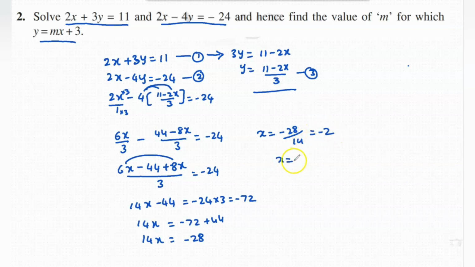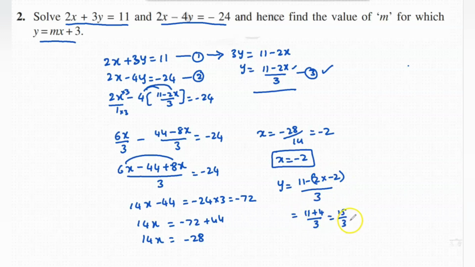So x is equal to minus 2 we got. So substituting this x value in equation 3, y is equal to 11 minus 2 into minus 2, 2x here, x means minus 2, by 3, which is equal to 11 minus 2 into minus 2, which is minus 4. So minus of minus is plus 4. So 11 plus 4 by 3, which is equal to 15 by 3. So we can write it as 5. 3 fives are 15. So y is equal to 5. So we have the values, x is equal to minus 2 and y is equal to 5.